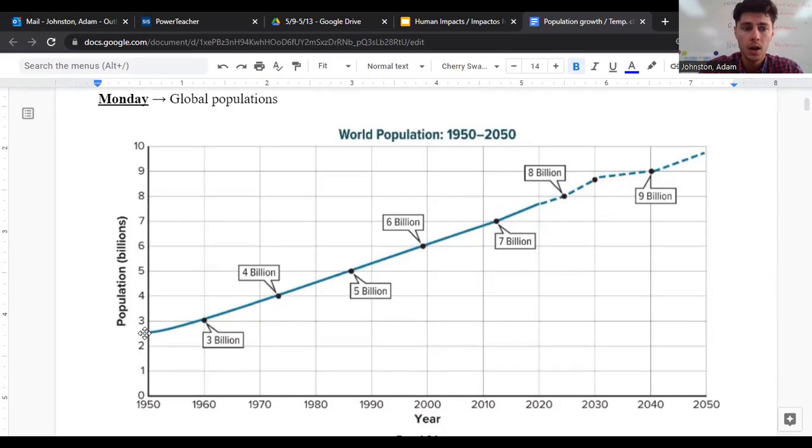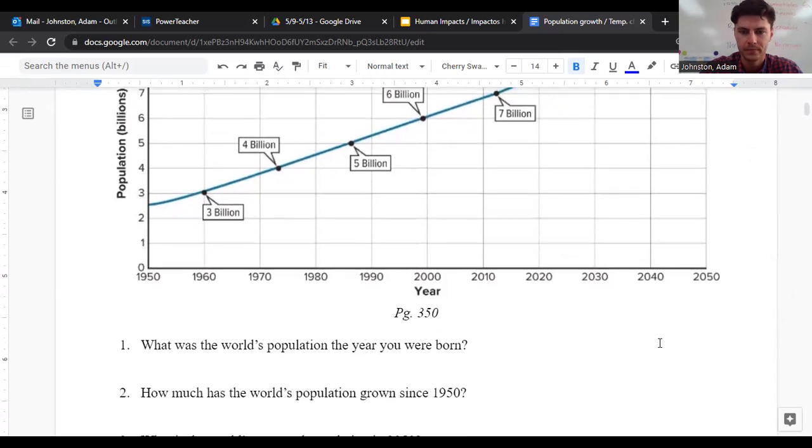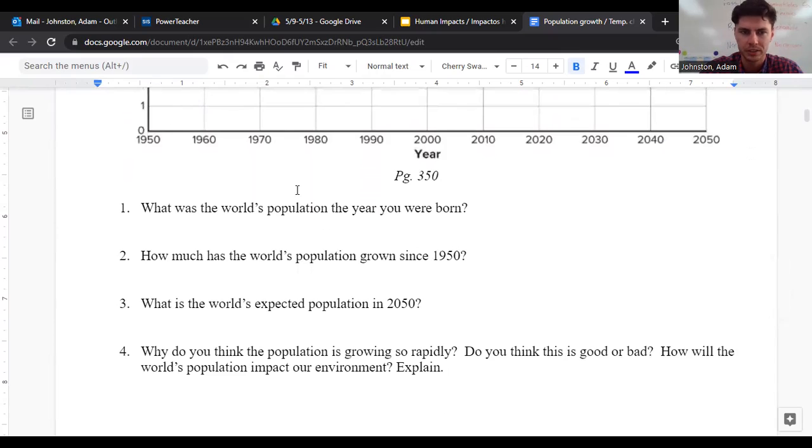A final note, we have the dark line, the solid line from 1950 to 2020. Those years have happened. We have collected data. We know how many people were on the planet. As we move forward into the future, years that have not happened yet, we move to a dotted line or a dashed line. This shows that these are projections or estimates. We aren't sure how many people exactly are going to be on the planet, so this is our best guess using previous data. Now let's take a look at these questions.